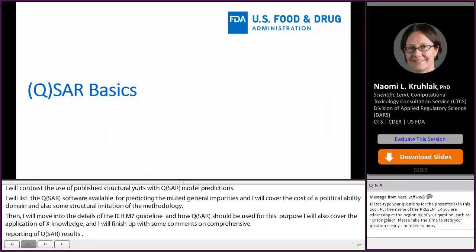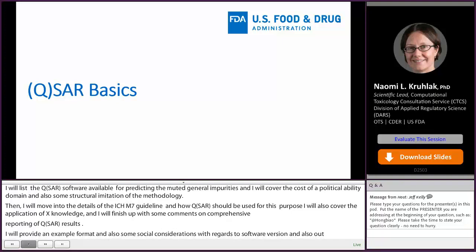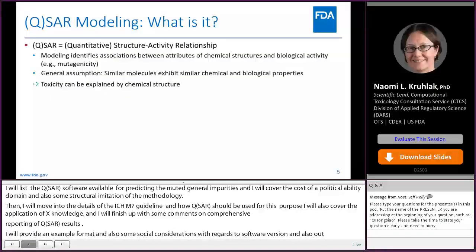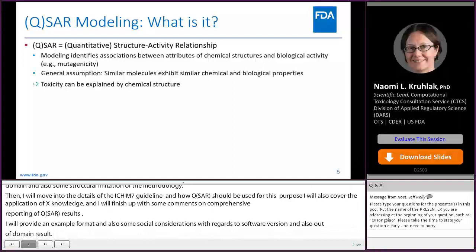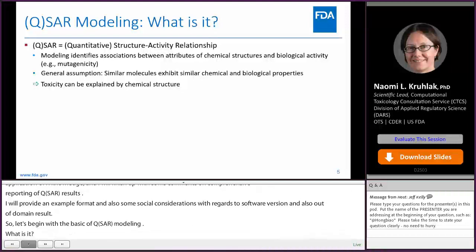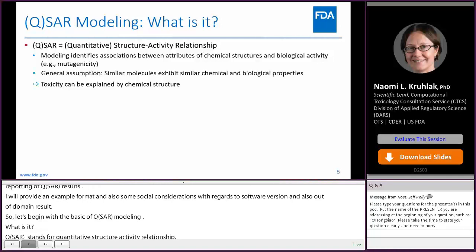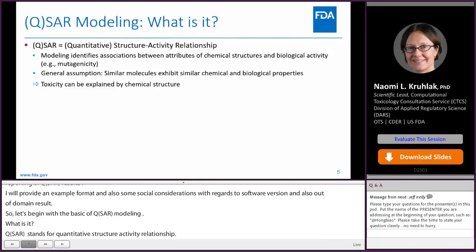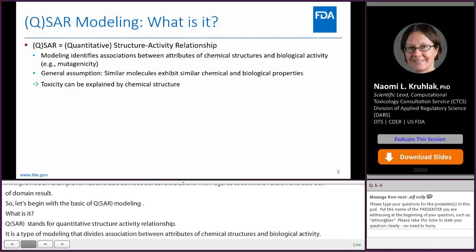So let's begin with the basics of QSAR modeling. What is it? Well, QSAR stands for Quantitative Structure-Activity Relationship, and it's a type of modeling that identifies associations between attributes of chemical structures and biological activity. And in the context of this presentation, we're talking about toxicity, and more specifically, mutagenicity.